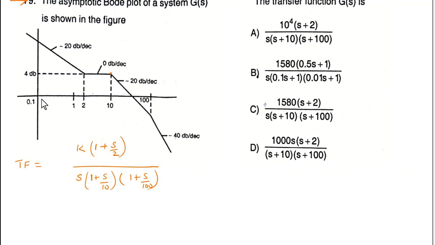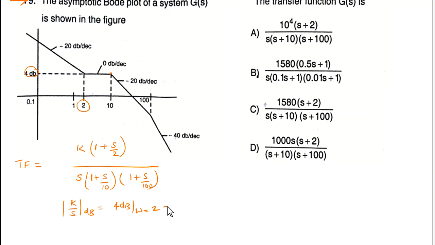Lower value means at this particular point here we have 4 dB. So I'll write here k by s. I'm taking this lower frequency region, the magnitude in dB is equal to 4 dB at omega equal to, what is the frequency here? It's 2 here. Omega equal to 2 here.